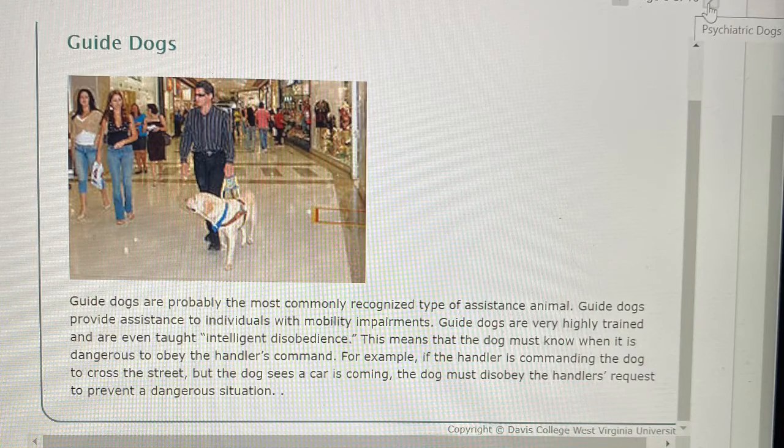Guide dogs. Guide dogs are probably the most commonly recognized type of assistance animal. Guide dogs provide assistance to individuals with mobility impairments. Guide dogs are very highly trained and are even taught intelligent disobedience. This means that the dog must know when it is dangerous to obey the handler's command. For example, if the handler is commanding the dog to cross the street but the dog sees a car is coming, the dog must disobey the handler's request to prevent a dangerous situation.